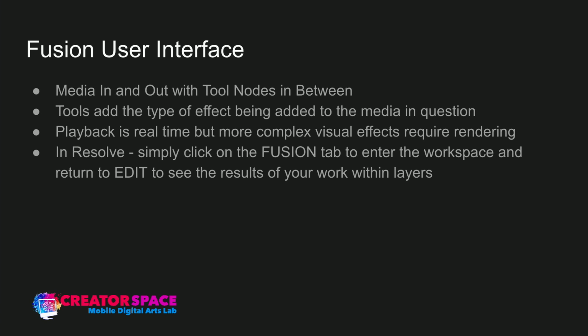So tools, they add a specific type of effect. So in Fusion, we add tools to add different effects to the media, right? And then we can play back in real time. And that's just for the basic things we're working on in some green screen compositing and that kind of way. But where you might need to render is if it gets more complex. More complex effects require rendering, right?